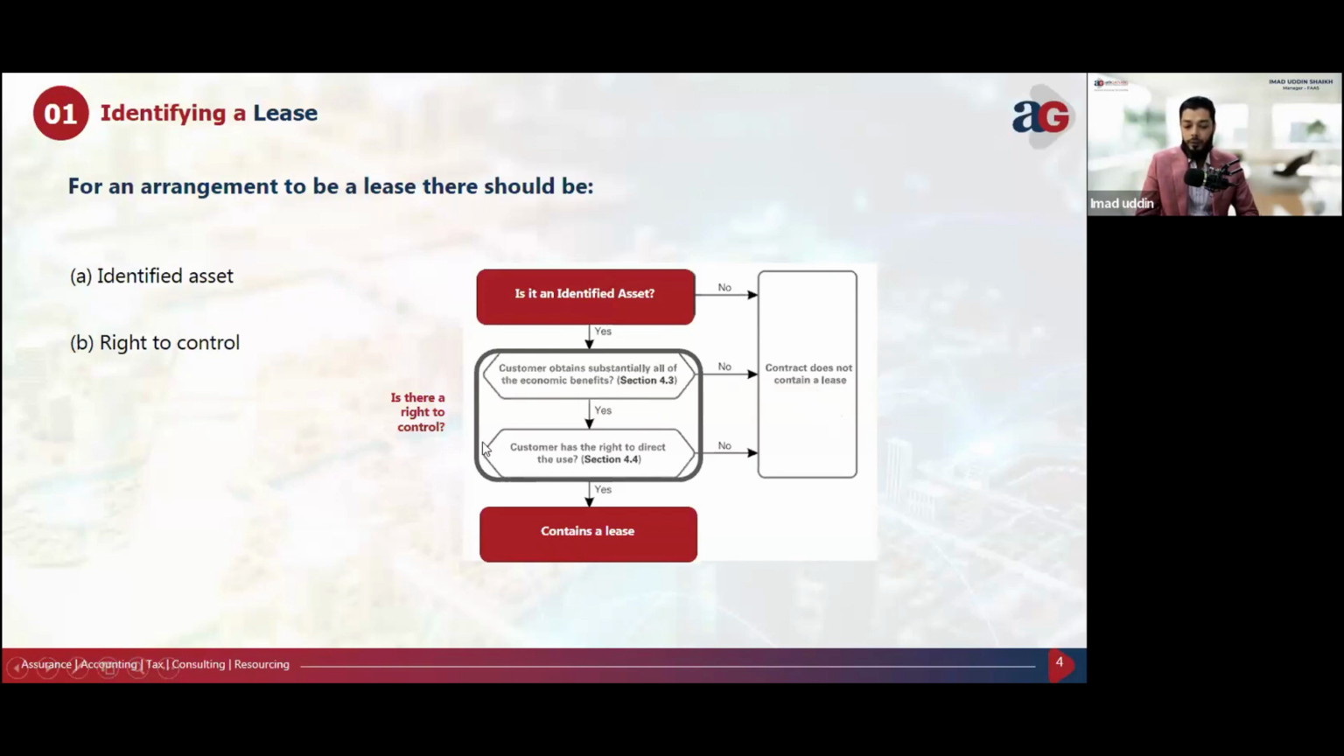Now, we will go further into various aspects of what makes an asset identified and what gives a lessee the right to control. So, for example, if the customer obtains substantially all of the economic benefits, in that case, the customer would have the right to control. Similarly, the customer has the right to direct the use, which is very important. We'll talk further about it with examples. So we'll go through examples basically one by one to see what scenarios might result in an asset not being identified or a lessee not having control.